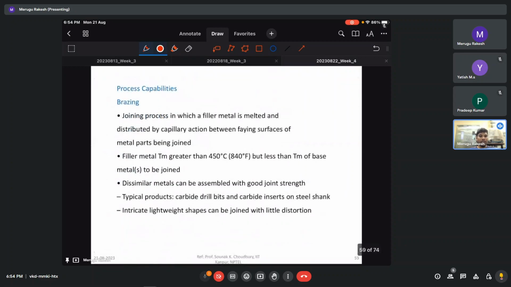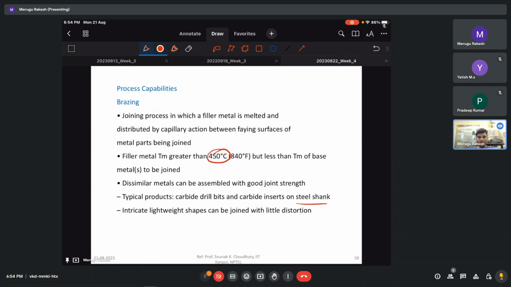Let us see brazing. It is a joining process in which the filler metal is melted and distributed by capillary action between the faying surfaces of the metal being joined. This has to be kept in mind: the temperature that we work at is above 450 degrees Celsius, but less than the melting point of the parent material. Okay, 450 degrees Celsius is the brazing temperature. Dissimilar metals can be assembled with good joint strength. Typical products are carbide drills that are attached to a steel shaft.